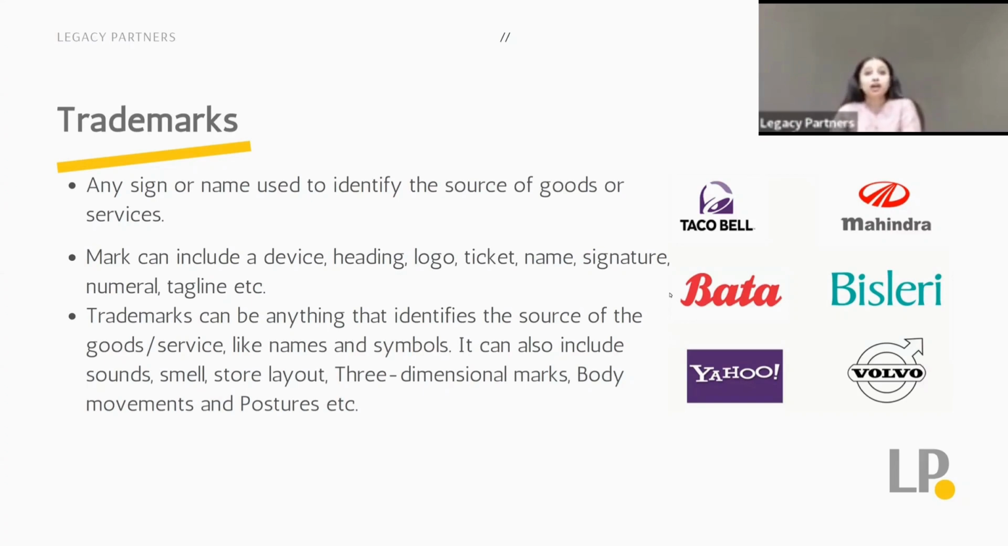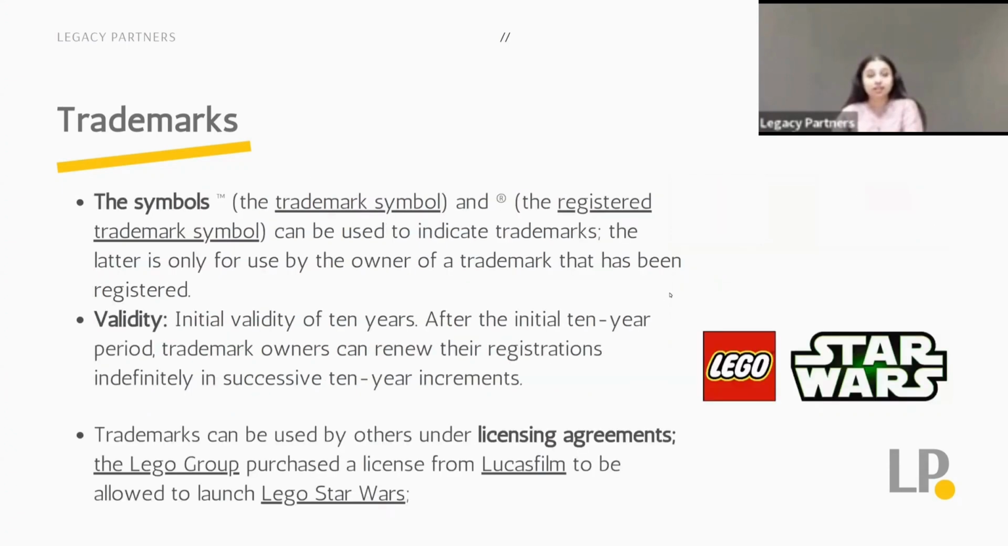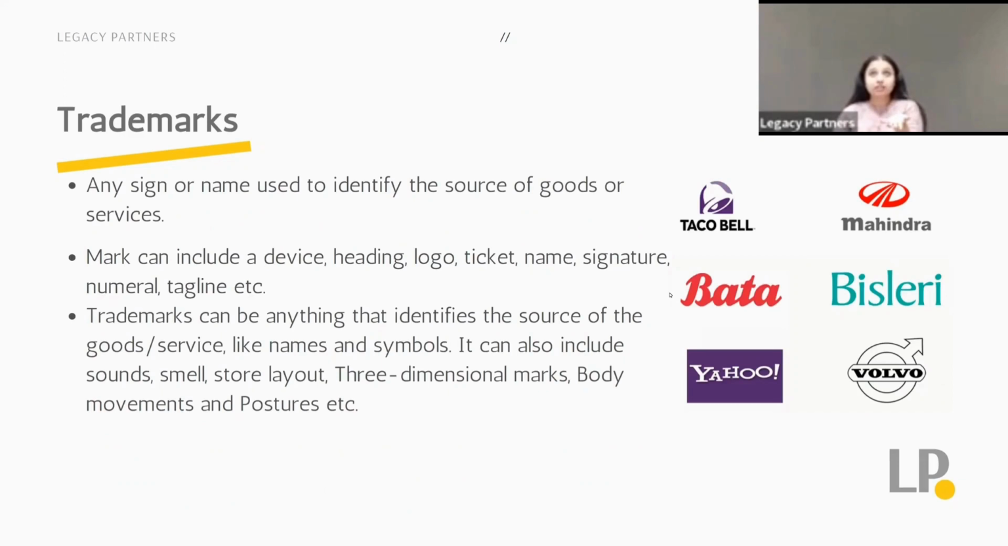Now, apart from these conventional marks, word, logo, signature, and taglines, which are all conventional trademarks, there are also non-conventional trademarks. Non-conventional trademarks are those marks which are identified through their characteristics or certain appearances, that are used to identify trademarks.